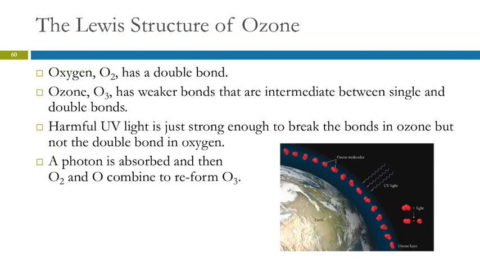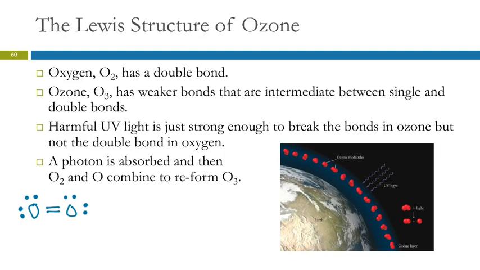Ozone is important, right? Because we're all familiar with the ozone layer, and there's concerns about holes in the ozone layer and it getting thinner. So let's just talk real briefly about ozone. So oxygen, O2, has a double bond, right? We've done that. There's the Lewis structure for oxygen, and we've looked at the Lewis structure for ozone as well.